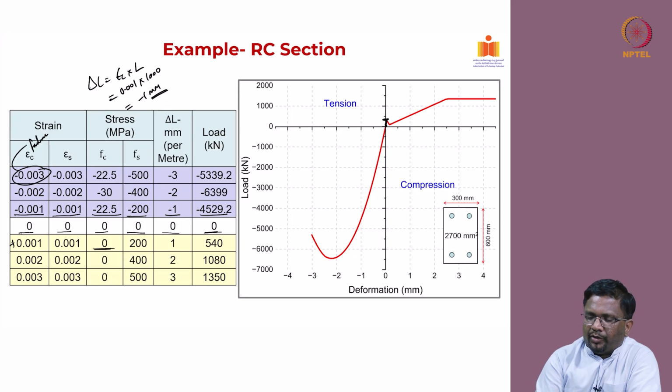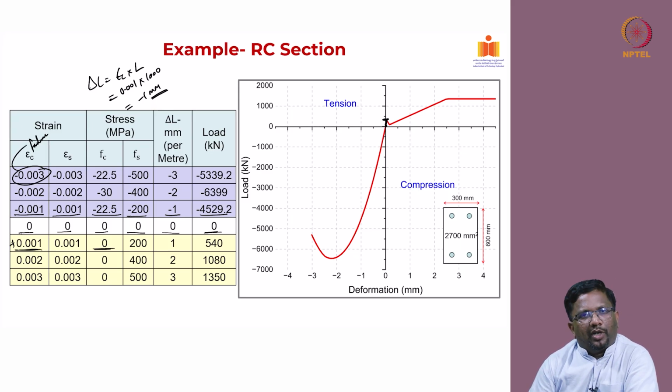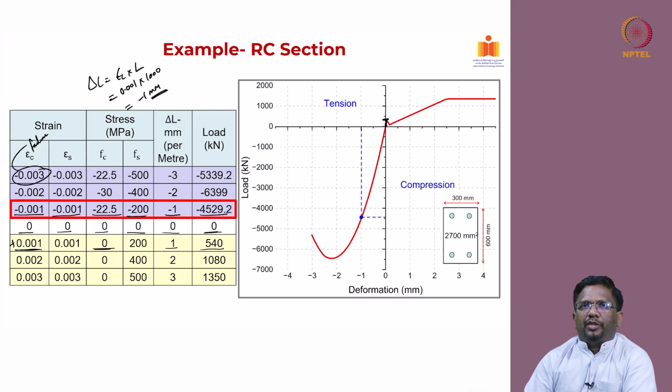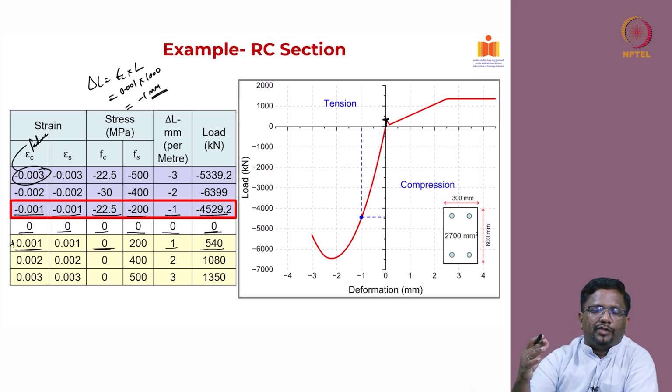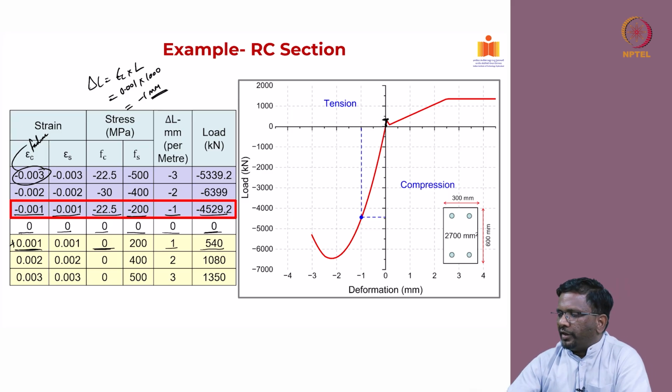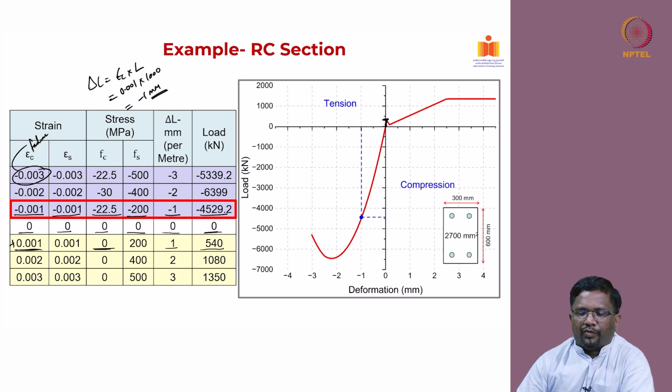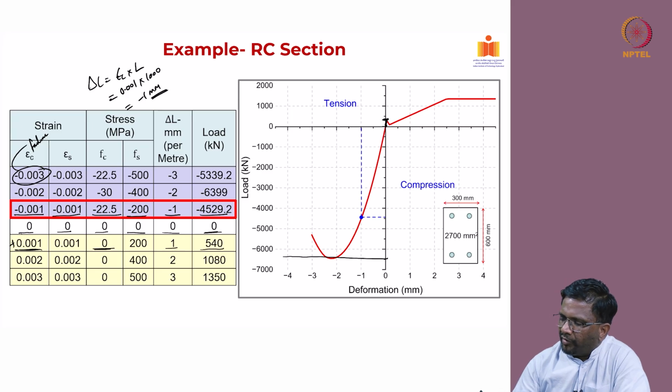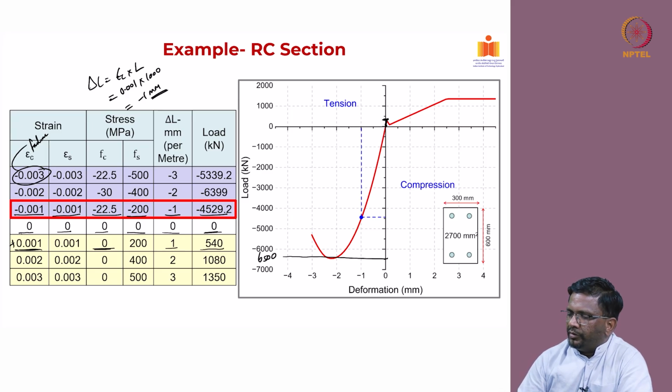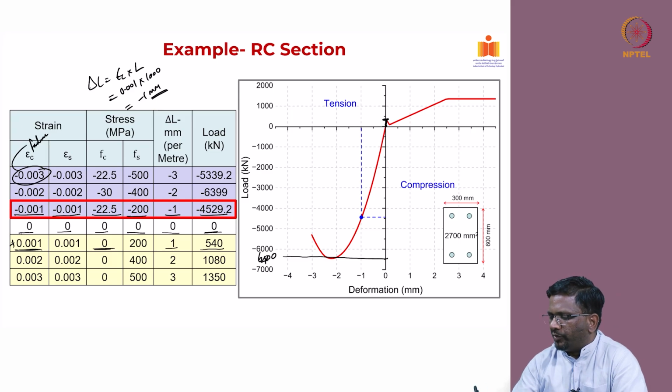But this strain, you can see that 0.001 is much larger than the cracking strain. So, corresponding to that you get a deformation of 1 millimeter in tension and a load resistance of 540. Like that we can do the calculations and get different values of delta and load resistance. So, this is one sample calculation that we have shown. Like this we can do it for other strain values and generate the entire load deformation curve that we have plotted. And you can see here that for this section the maximum load resistance is roughly about 6,400, right.